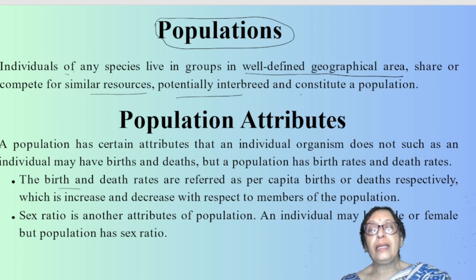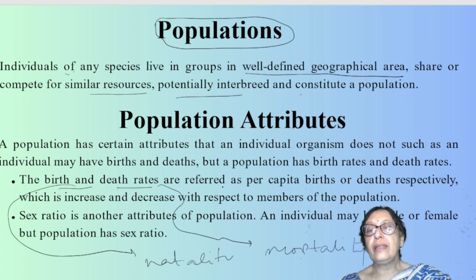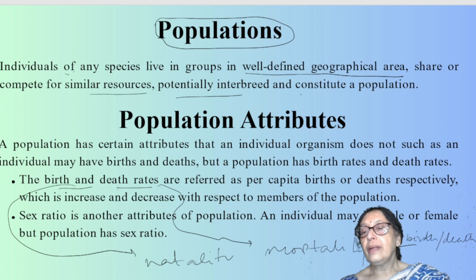One is birth rate and death rate. Birth rate is called natality, and death rate, we all know, is called mortality. The birth and death rates are referred to as per capita birth or death, which increase or decrease with respect to members of the population. Per thousand, it is calculated as the number of births or deaths per thousand in a year or in a unit time.